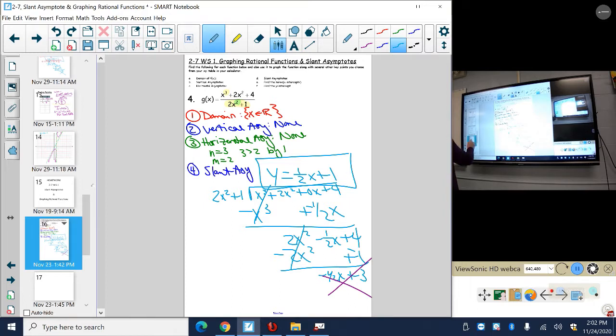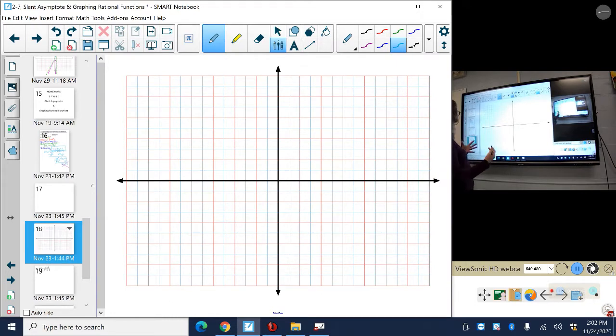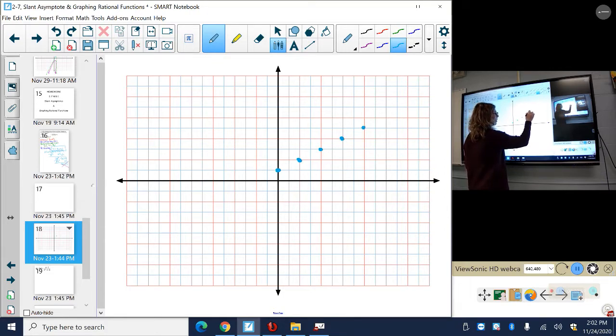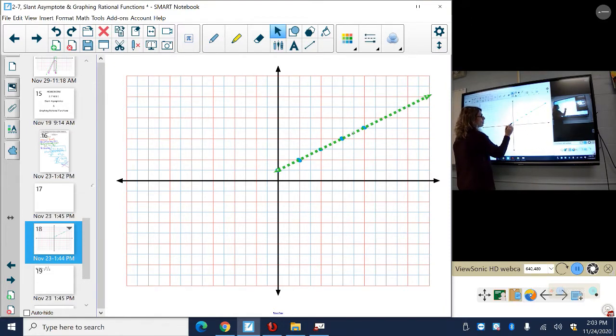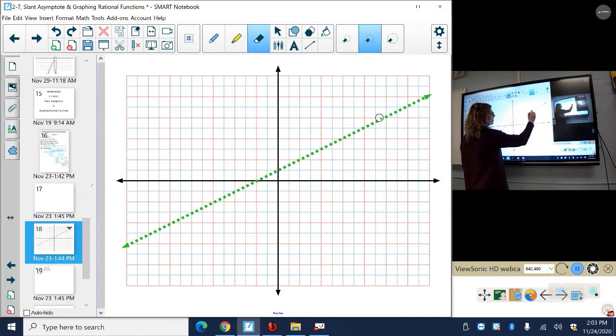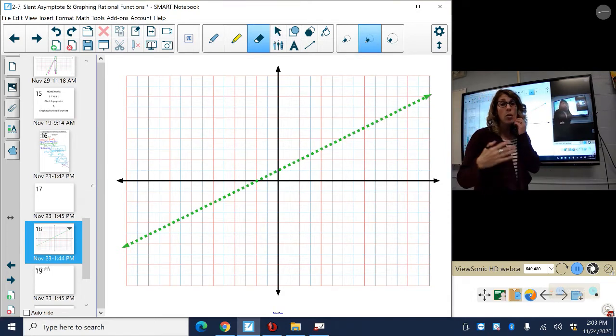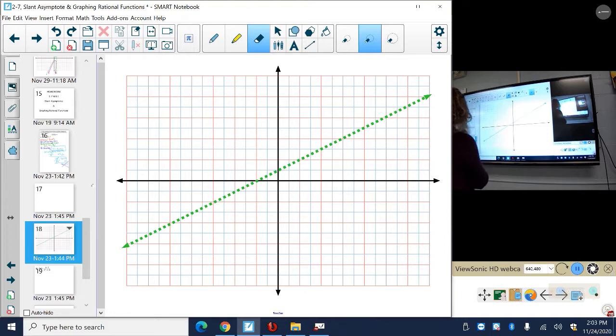So I'm going to come over here and I'm going to graph this. So the very first thing I'm going to graph is my slant asymptote. So that is going to be 1/2 x plus 1. So I have a plus 1 right here. And I'm going to go up 1 to the right 2, up 1 to the right 2, up 1 to the right 2, up 1 to the right 2. There is my slant asymptote. Super important that we graph that. Now I'm actually going to erase my dots so that I don't get them confused with all of my other points for my graph. Okay?